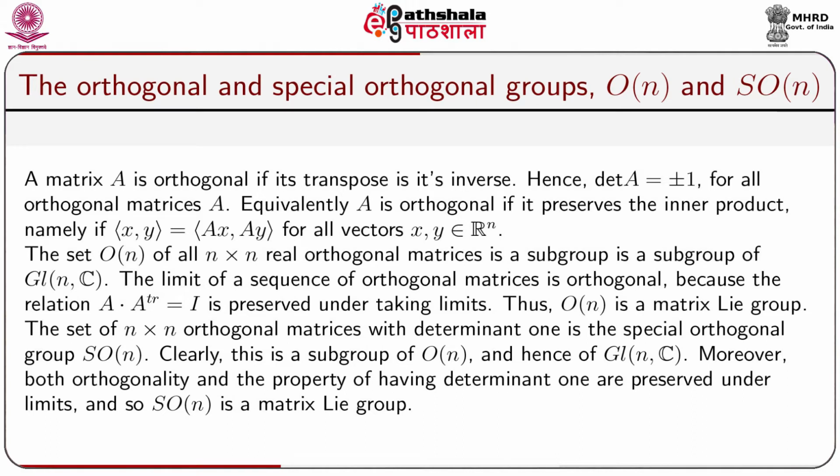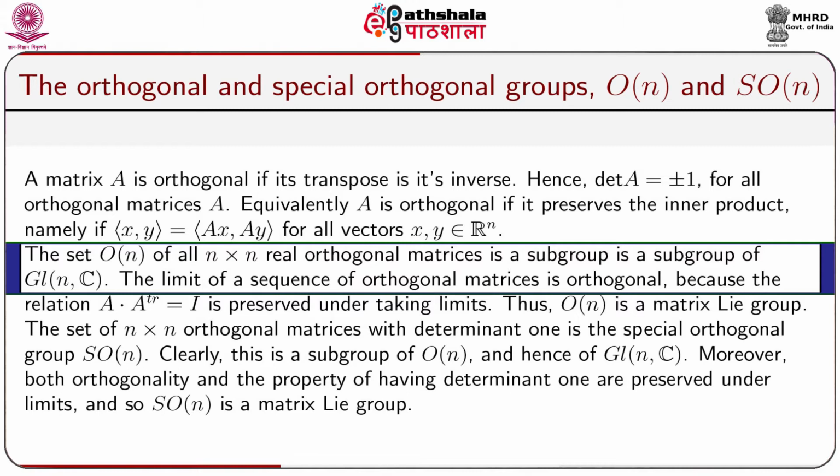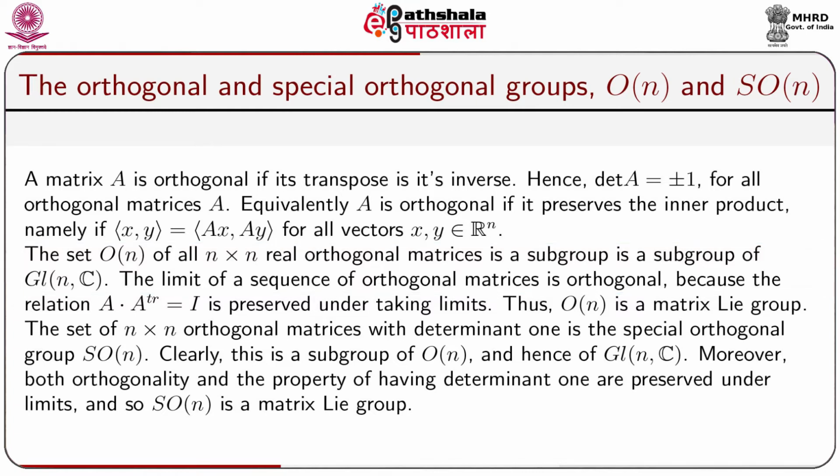Now, the set of all n by n real orthogonal matrices, which will be denoted by On, is a subgroup of GLNC, because the product of any two orthogonal matrices is orthogonal and the inverse of an orthogonal matrix is orthogonal. Now, it is also proved that the limit of a sequence of orthogonal matrices is orthogonal.